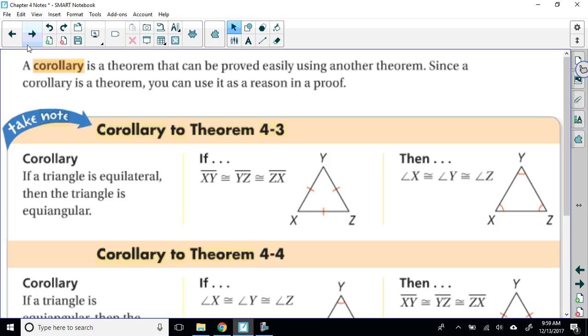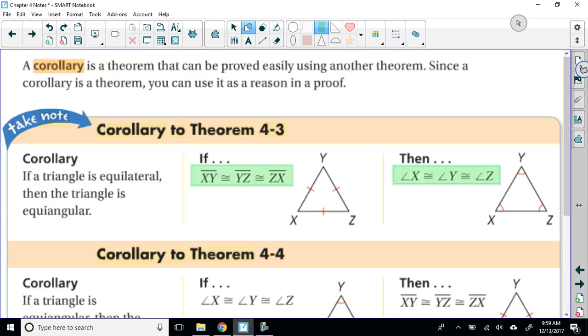So for theorem 4.3 in your notes, you're going to have to fill in: if segment XY is congruent to segment YZ, which is congruent to segment ZX, then angle X is congruent to angle Y is congruent to angle Z.